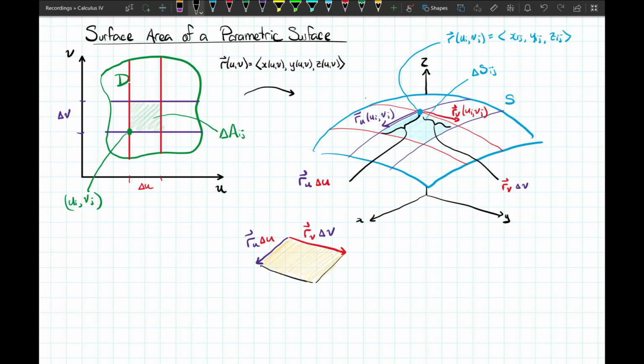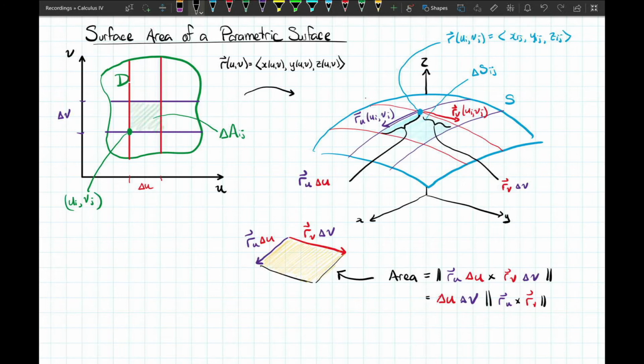The tangent plane at that point, xij, yij, zij, with these two tangent vectors, we can then find the area using the cross product of those two tangent vectors. The area of this little parallelogram is equal to the magnitude of the cross product of those two vectors, ru delta u and rv delta v. We can simplify that area a little bit because delta u and delta v are simply scalars, and they are constant for all of these different patches. And there we go. We've got a nice way to finally calculate the area of something in 3 dimensions.